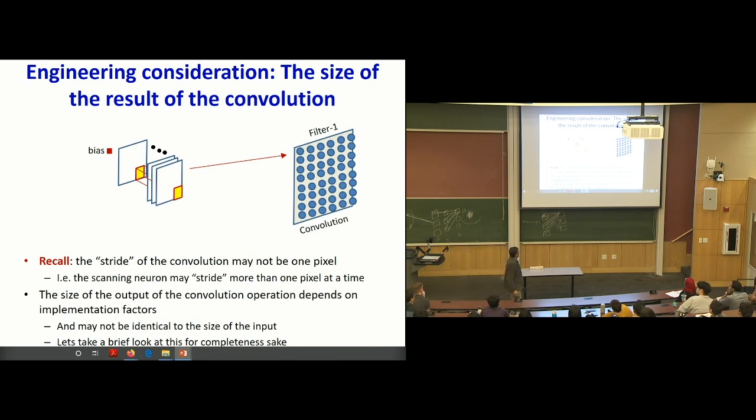Now, again, keep in mind that the stride of the convolution doesn't have to be 1 pixel. You can actually be sliding forward more than 1 pixel at a time. So the size of the output depends on various factors. It could depend on whether you're striding by 1 or not, but there are other issues that also come in. So let's take a look at these for completeness sake.